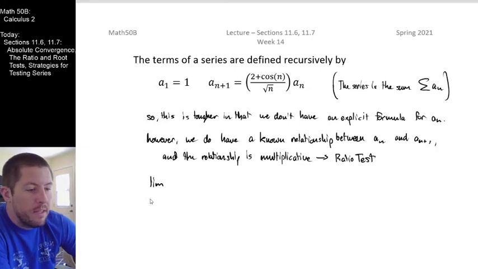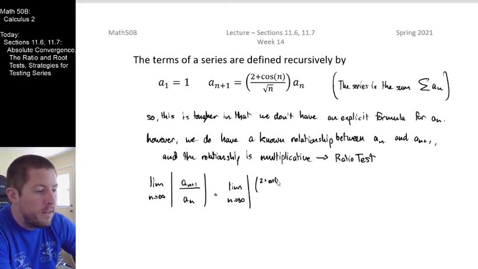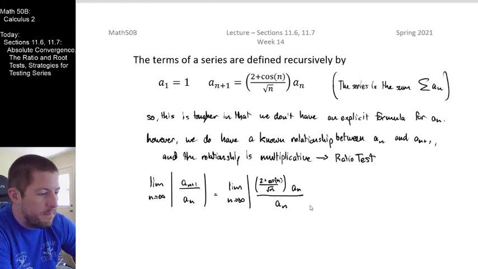We want to take a look at the limit as n goes to infinity of the absolute value of a sub n plus 1 over a sub n. And this one's kind of funny. Watch how funny this one works out. You should notice that we only even have a definition for one of those two terms. I know what a sub n plus 1 is. It's (2 plus cosine of n) over root n times a sub n. That's my a sub n plus 1. What's a sub n? Well, it's just a sub n.